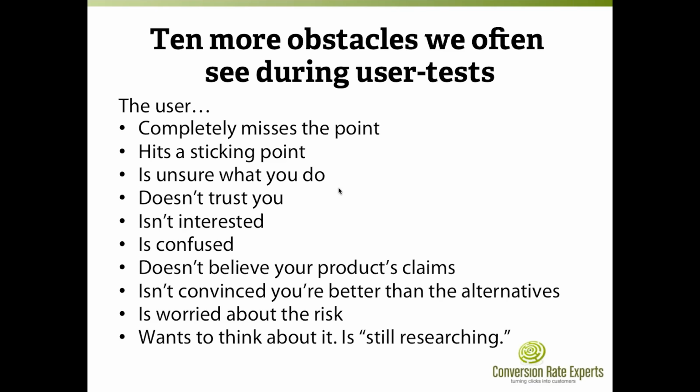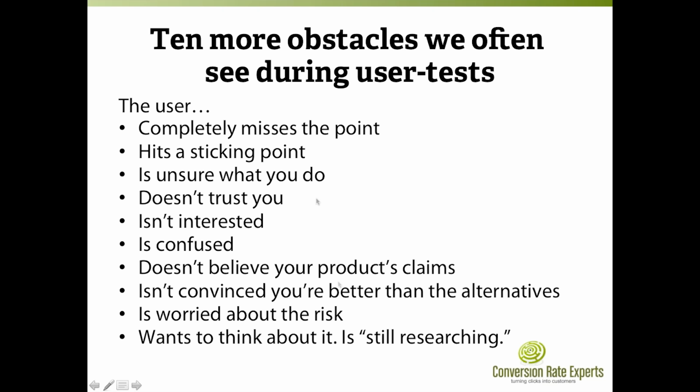As I go through this list, what I want you to remember is that these are the most common things, but there's a good chance that only one of these is the biggest problem with your site. You need to find out which of these is the case with your site, because not trusting you might be the biggest problem, in which case you need to do something about it. If the next one, not being interested, is the problem, if the visitor doesn't find it interesting, then you need to fix that. If they're confused, which is the next one down, then you need to fix that. If they don't believe your product's claims, which is surprisingly often the case, especially in certain industries like health and nutrition, that's a problem. If they aren't convinced that you're better than the alternatives, then that's the thing you need to fix. Often visitors are worried about the risk, in which case you need to find ways of reducing the risk, and there are a whole load.